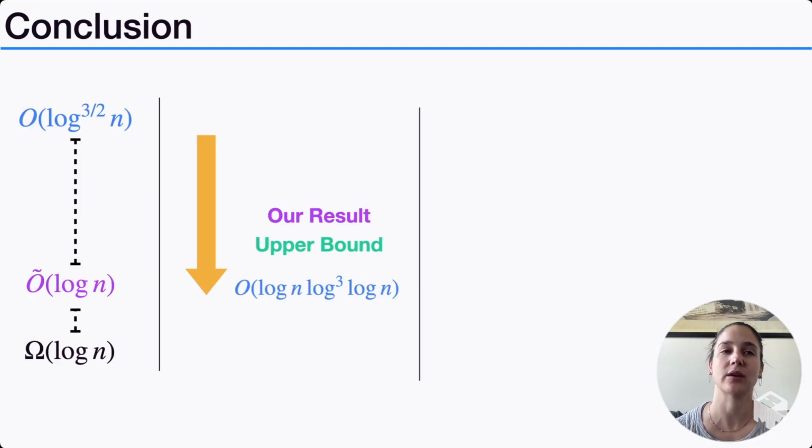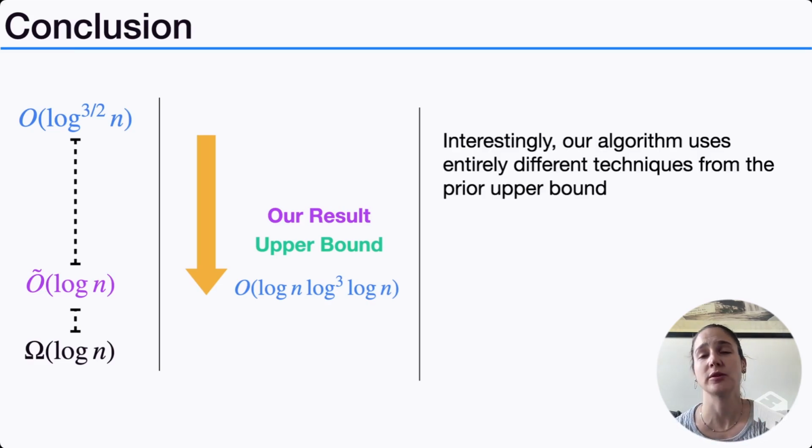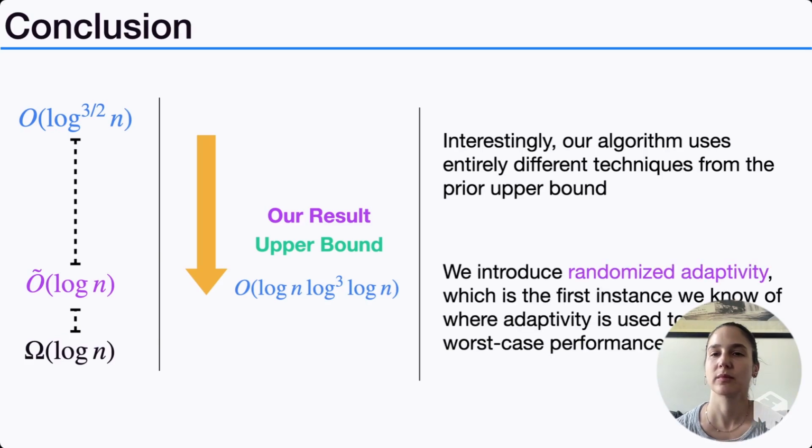So in conclusion, we have greatly narrowed the remaining gap between the upper and lower bounds for list labeling, and we are now within polylog log n factors of optimal. And a couple interesting things. So one is that our algorithm uses very different techniques from the work that broke through progress on the prior upper bound a couple of years ago. And also, this concept of randomized adaptivity that we introduce is the first instance that we know of where an adaptive algorithm is used to improve the worst case performance against general adversaries.